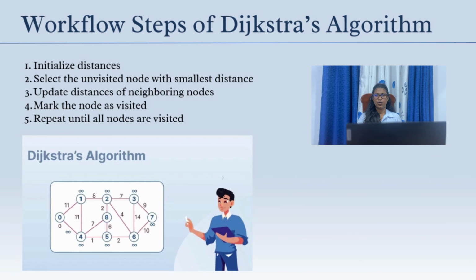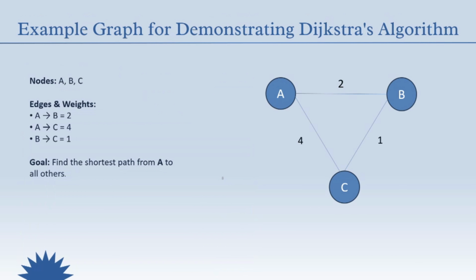Let's see the workflow steps. This algorithm works step by step. First, we choose a starting node. Then we set distance of start node as 0. Then all the other distances as infinity. Visit the nearest unvisited node and then update the distances. We repeat this until all the nodes are visited.